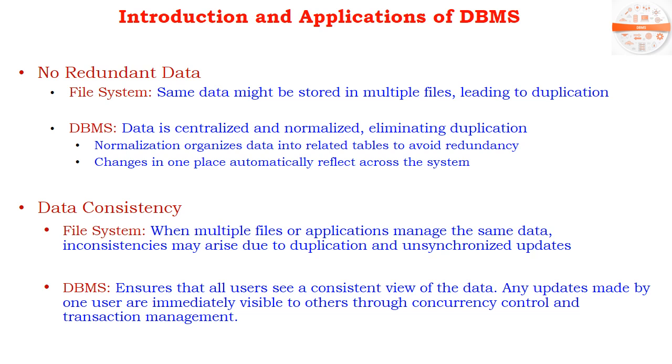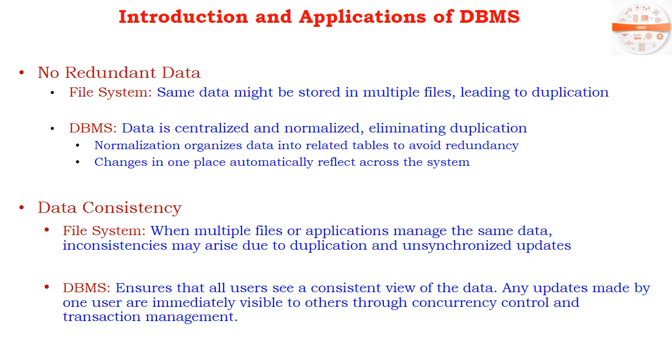No redundant data. In file system, the same data may be stored in multiple places or files, leading to duplication. In DBMS, the data is centralized and normalized, eliminating duplication. What is meant by normalization? Normalization organizes the data into related tables to avoid redundancy. So changes in one place automatically reflect across the systems.